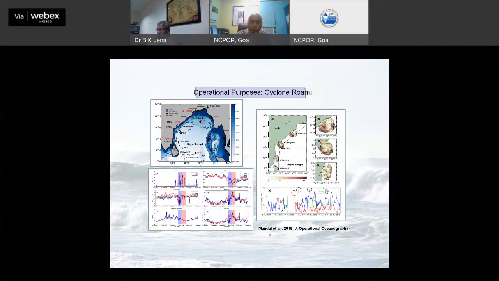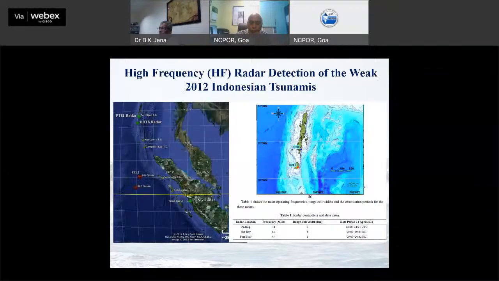One Mr. Mandal is now awarded the PhD. He has used this data. He also compared all the sites, the variation of current pattern and waves during cyclone Ranu. And as I told, we had some tsunami signature, the 2012 Indonesia tsunami. And we compared with Padang and Hot Bay and Port Vila.